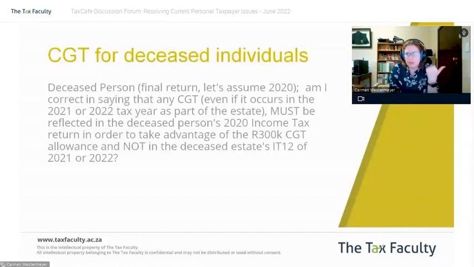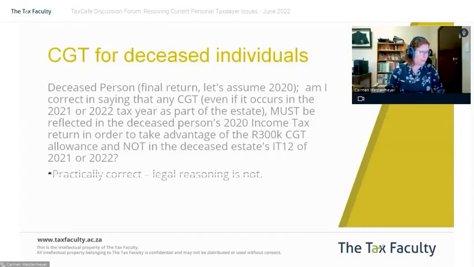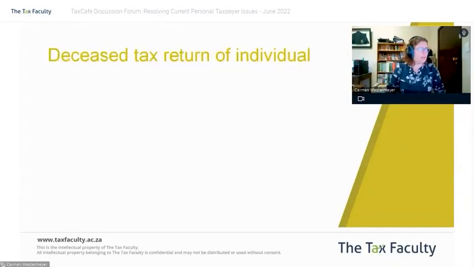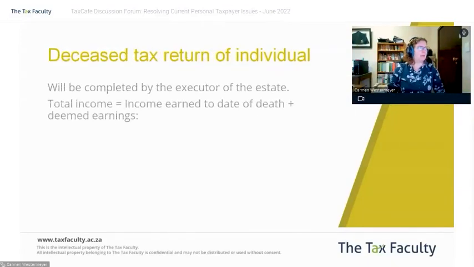So in this context, this question is wrong. No. If an asset is sold in the estate, the capital gain goes into the estate. The difference is I have to account for a deemed gain or loss up to date of death. It goes into the estate at market value on date of death, and any gain or loss subsequent is then housed in the estate. Right. And it's Section 9HA and Section 25, which gives us that criteria.